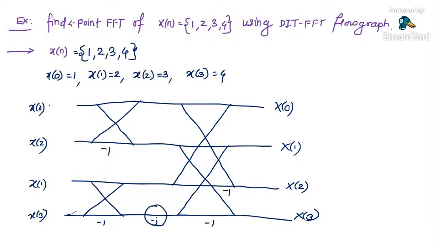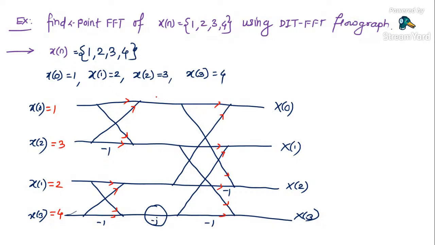Now put the values. x of 0 is 1, x of 2 is 3, x of 1 is 2, and x of 3 is 4. Now do the calculations. It has arrows. Arrows show that at that location you have to calculate the summation. Okay, summation.